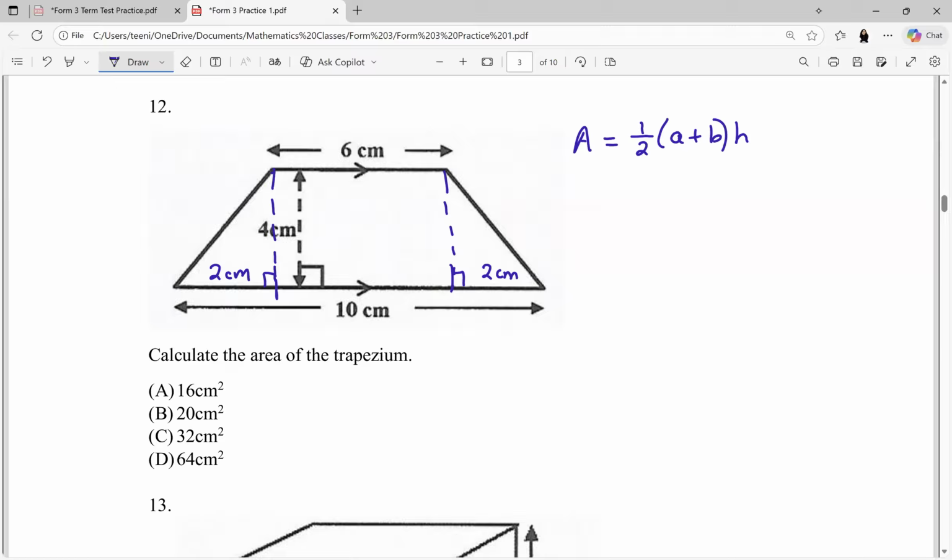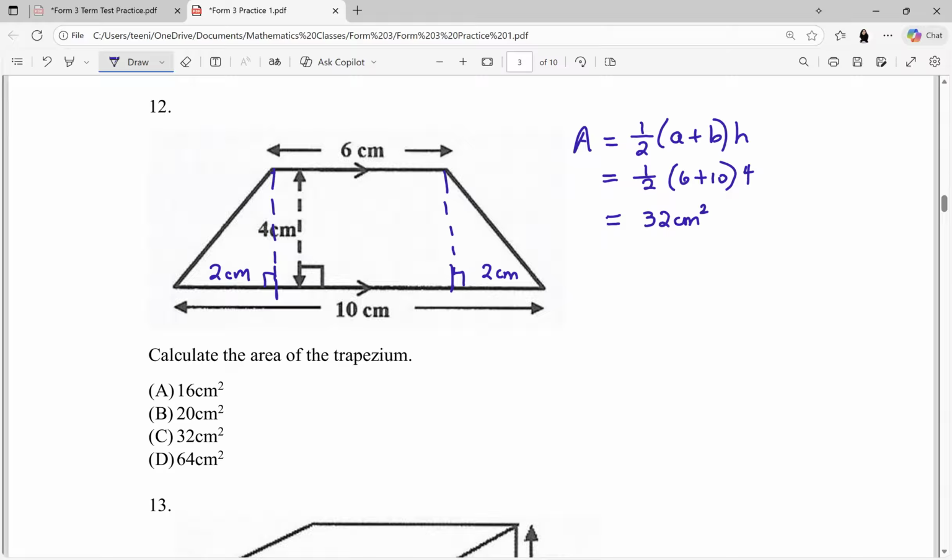If I use the formula, this would be a half times the sum of the parallel sides. The parallel sides in the trapezium are 6 and 10. So it will be half of 6 plus 10 multiplied by the height, which is 4. So 6 plus 10 is 16. Half of 16 is 8, and 8 times 4 is 32. So this will be 32 square centimeters.